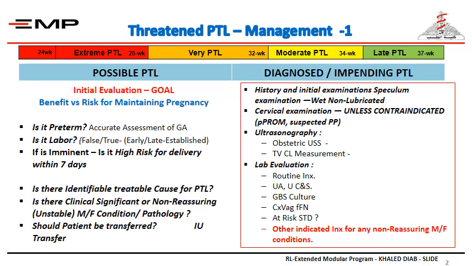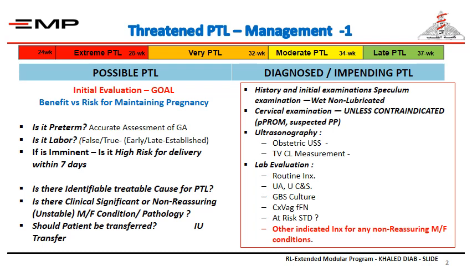The second group of questions, if there is identifiable treatable condition which should be treated as UTI or lower genital tract infection. The third group of questions, if there is clinically significant or non-reassuring unstable maternal or fetal condition or a pathology which needs a termination of pregnancy and contraindicates maintaining pregnancy.